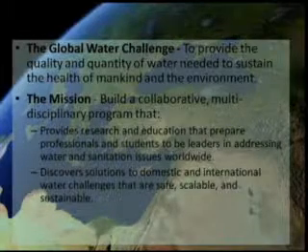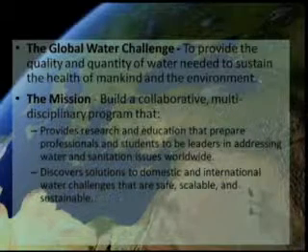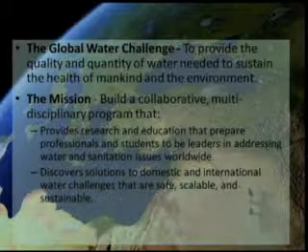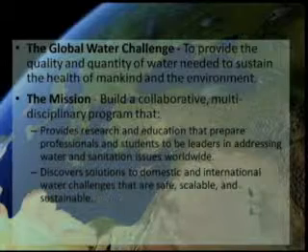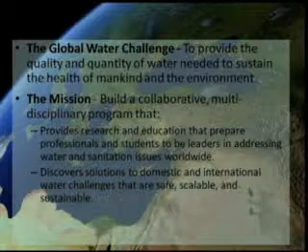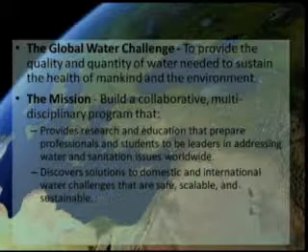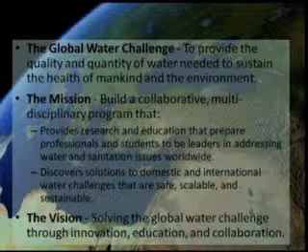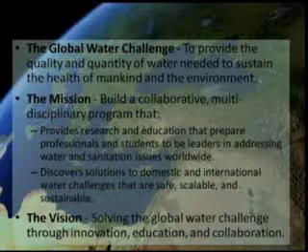And our mission is to build a collaborative, multidisciplinary program, provide research and education, prepare professionals and students to be leaders, and discover solutions to domestic and international water challenges that are safe, scalable, and sustainable. And we're going to talk about some of those challenges that we're facing here in the School of Public Health and around the university. This is a university-wide approach. And our vision is to solve the global water challenge through innovation, education, and collaboration.